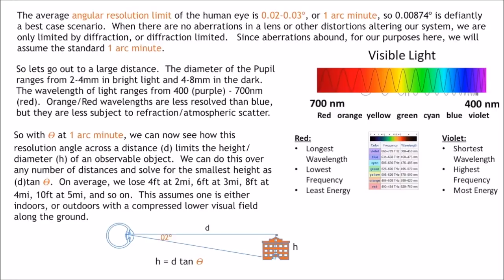So with theta at 1 arc minute, we can now see how this resolution angle across the distance d limits the height or diameter of an observable object. We can do this over any number of distances and solve for the smallest height as d tan theta. On average, we lose 4 feet at 2 miles, 6 feet at 3 miles, 8 feet at 4 miles, 10 feet at 5 miles, and so on. And this assumes one is either indoors or outdoors with a compressed lower visual field along the ground. In other words, placing an object within compressed angles such that theta is reached for that object.